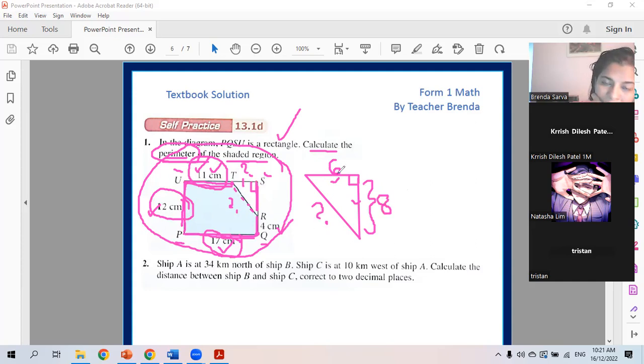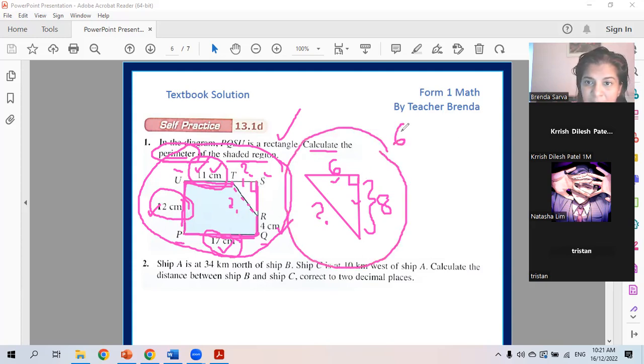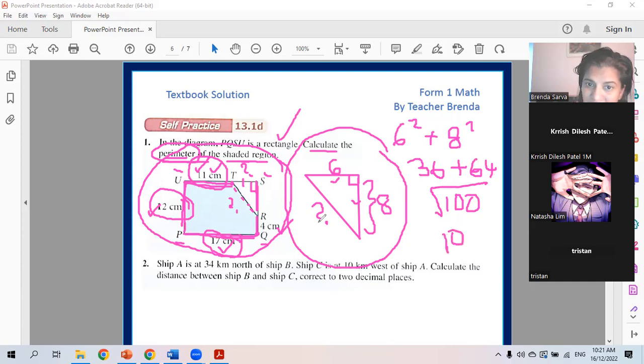So now, 6, 8. If you do not know your Pythagoras triples, then you can do the normal theorem. This is a Pythagoras question now. To find this, 6 squared plus 8 squared. And what is that? 36 plus 64. And that gives you 100. Square root of 100 is 10. So what is this side now? 10. You remember the Pythagoras triple? 6, 8, 10. That's another triple.